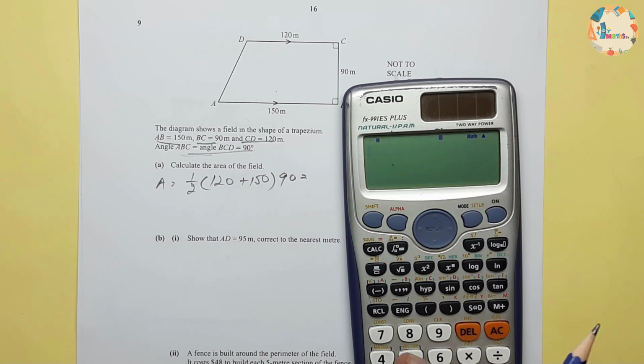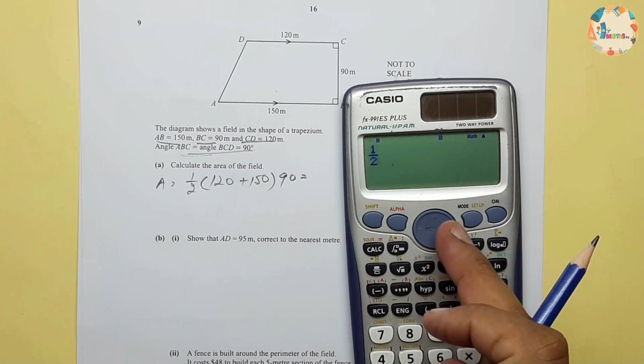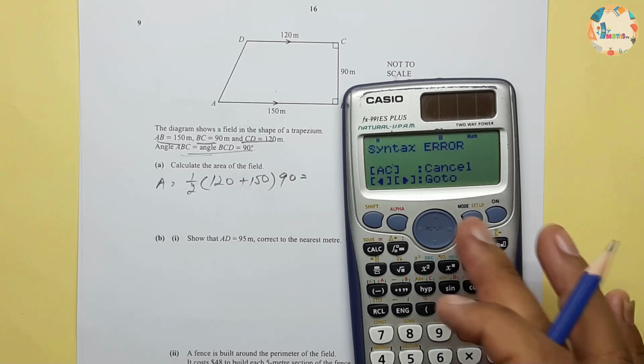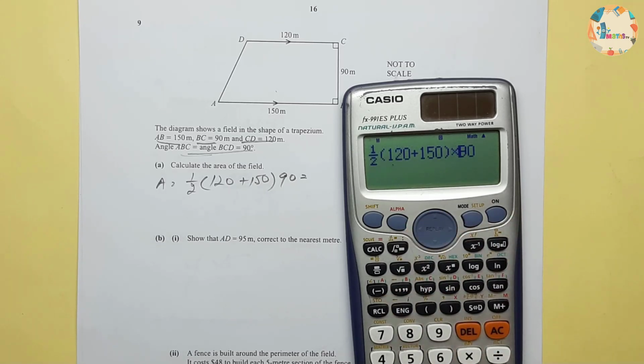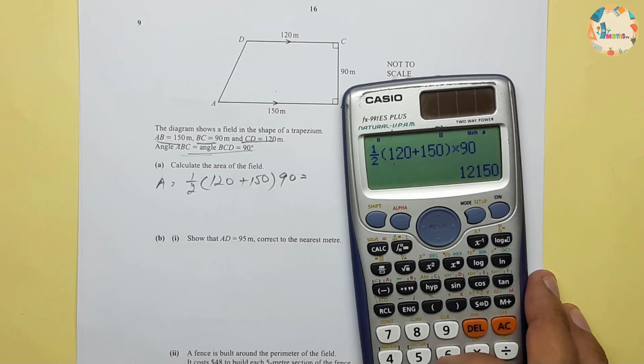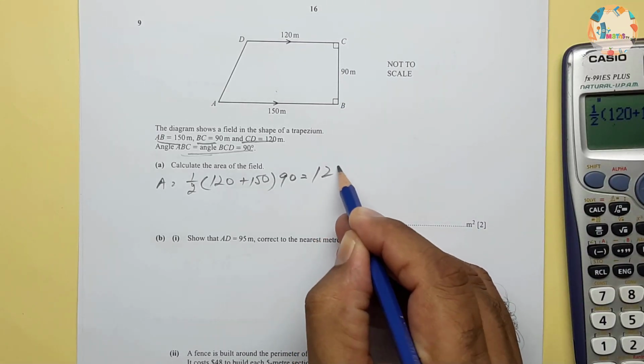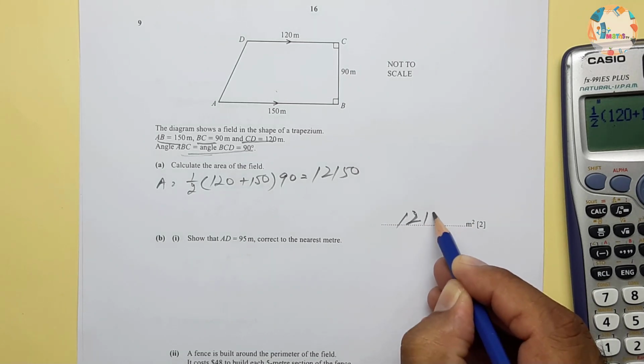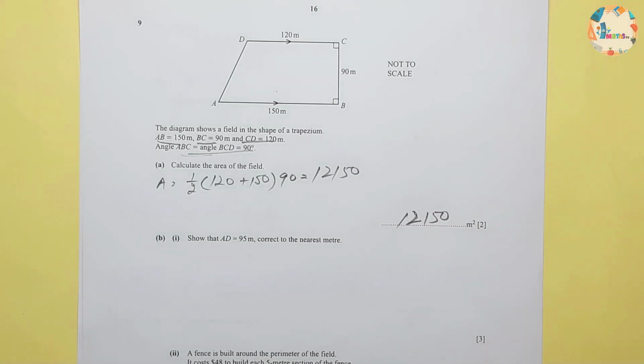So this will be 1 by 2 and multiply by 120 plus 150 and into 90. This will be equal to, again I have to put multiplication, so this will be 12150. So the answer will be 12150 meters squared, and show that AD is equal to 95.